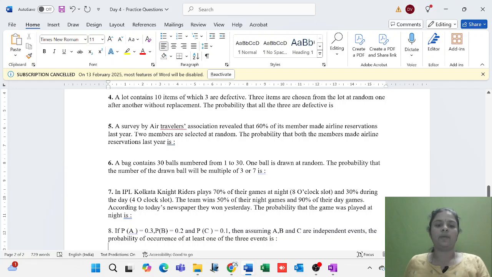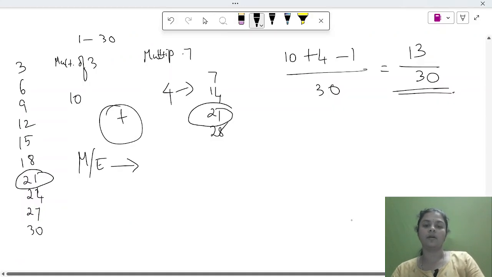Next, 7th one. In IPL, Kolkata Knight Riders played 70% of their games at night and 30% during the day. The team wins 50% of their night games and 90% of their day games. According to the newspaper, they won yesterday. The probability that the game was played in the night is. Now they are saying they won yesterday.